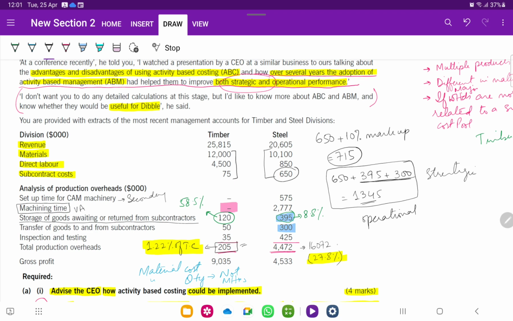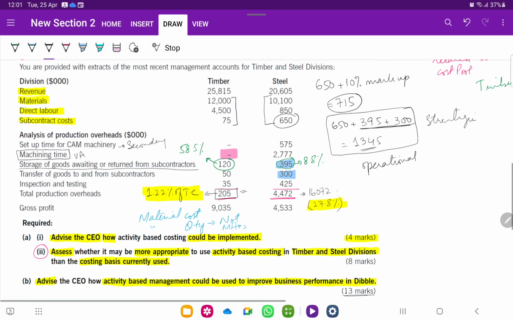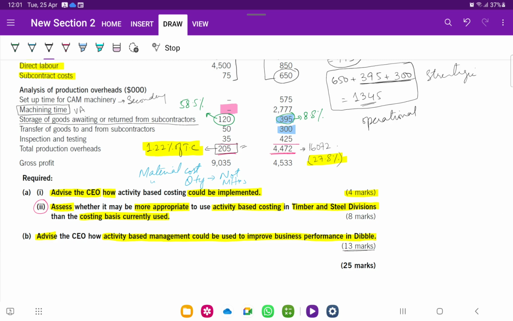Yes, it's a non value added activity. Why? Because you are sending your product and you are receiving your product and you are storing it, right? Let's talk about these two. Transfer of goods to and from subcontractor, this is also a non value added activity, right?